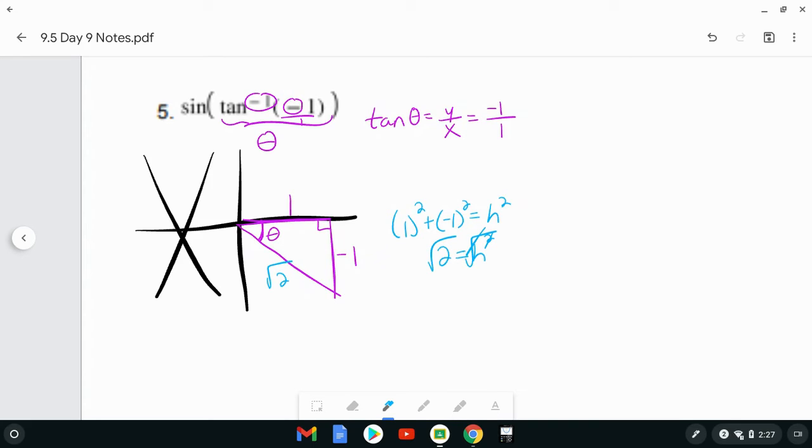Now that we have this reference triangle based around angle theta, we can actually find the sine of that angle we're talking about, which in this case would be -1 over root 2, which rationalized would be negative root 2 over 2.